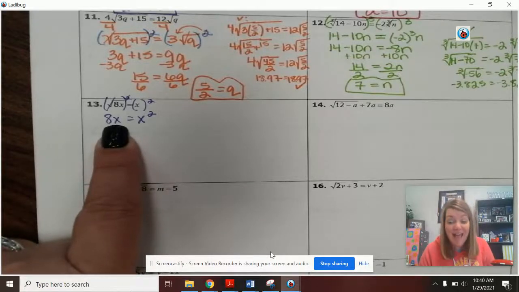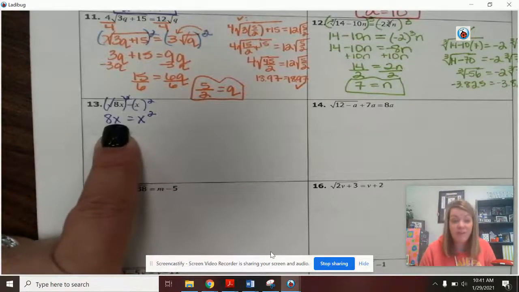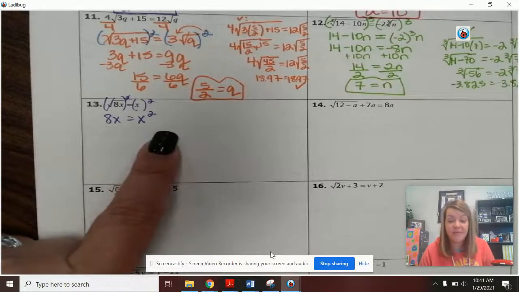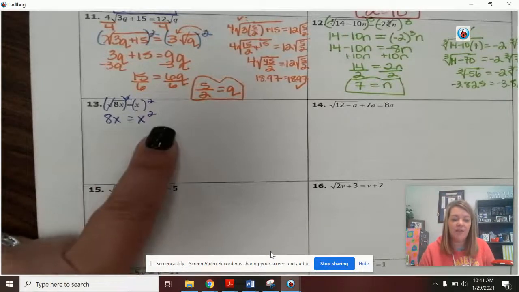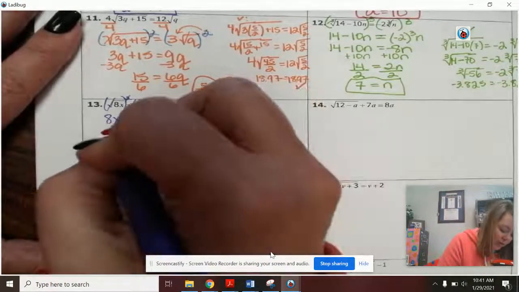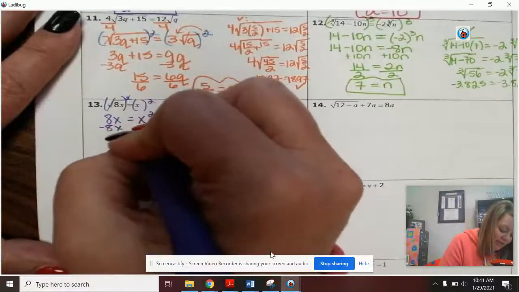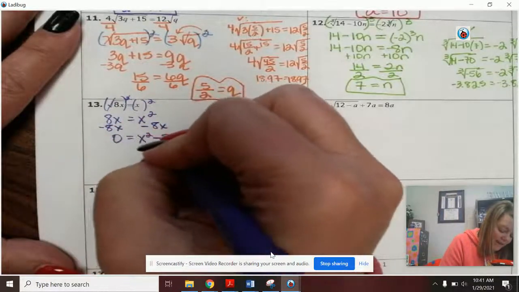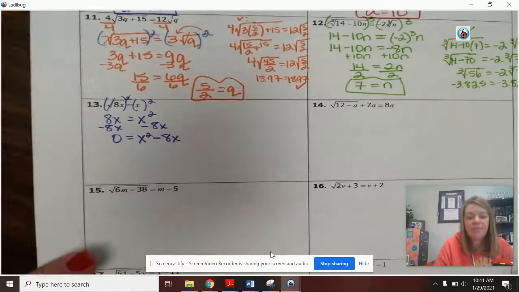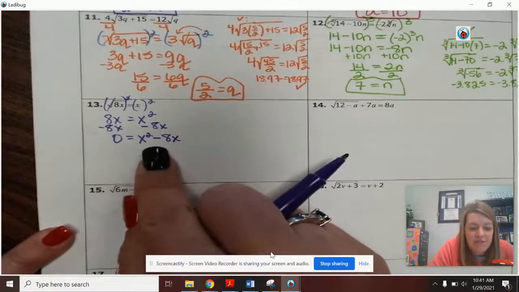And this is 8x. There's a b term. We can't use the square root property and just square root both sides if there is an x there. I can't do that. So I'm going to have to move this guy over to the other side. So let's subtract 8x over here. So 0 equals x squared minus 8x. Now I'm going to have to factor this.